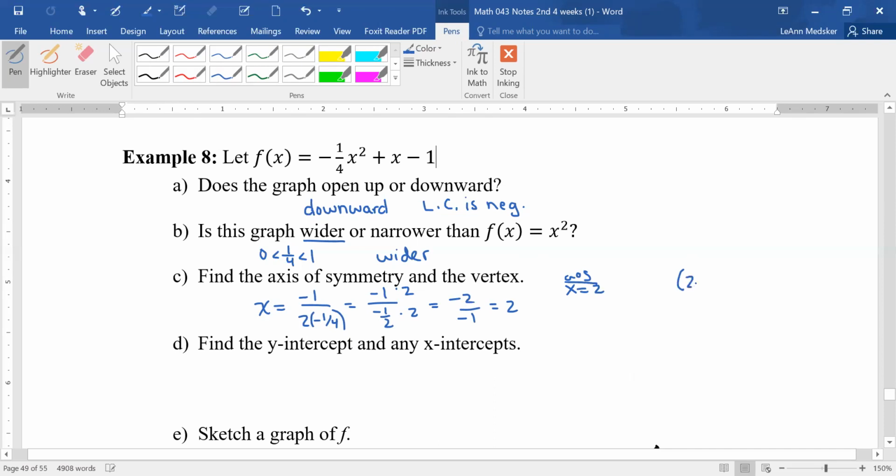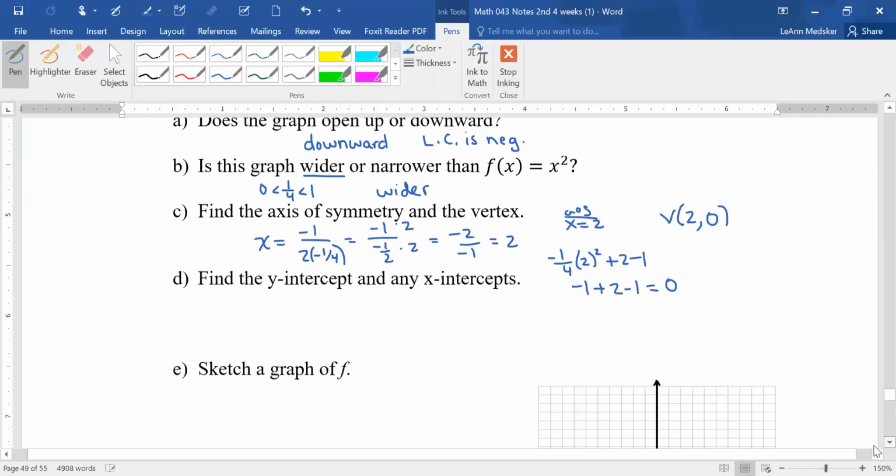To find the vertex, you need another piece of that. You need the other part of the ordered pair. So we have to plug +2 back into our function, because that was what we got for our x value. So this is 4, that's a 4 on the bottom, that's going to cancel, so that's just going to be -1. So the 4's here are going to cancel out and leave me with -1, +2 -1, this ends up being 0. So it's just by coincidence that it's an x-intercept.